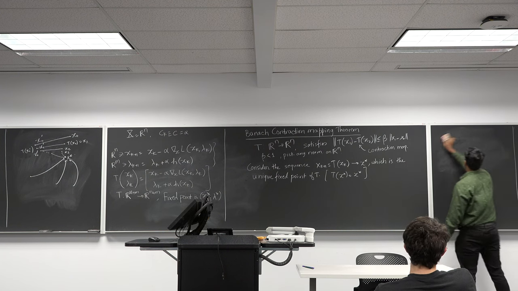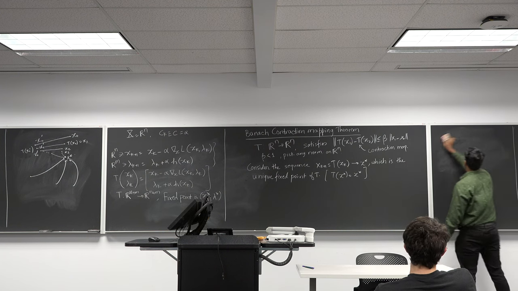Such that norm of x_k minus 1. Not k minus 1. Norm of x_k minus x_m. Not x bar. Sorry? x_m. Less than epsilon. Perfect.